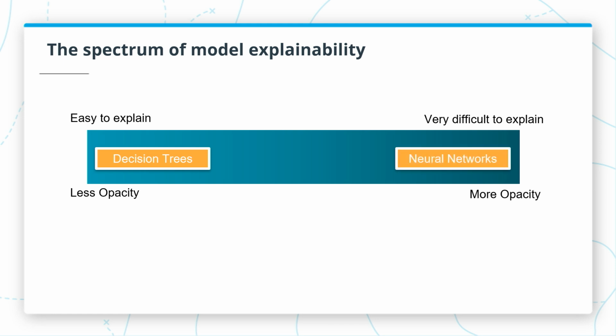At the other end of the spectrum, we have deep neural network algorithms, which tend to produce the most opaque models, which are essentially a set of numeric weights that are quite difficult to understand and explain, even for the experts. Okay, so far it's been a lot of theory, but let's start to get a little bit more practical.